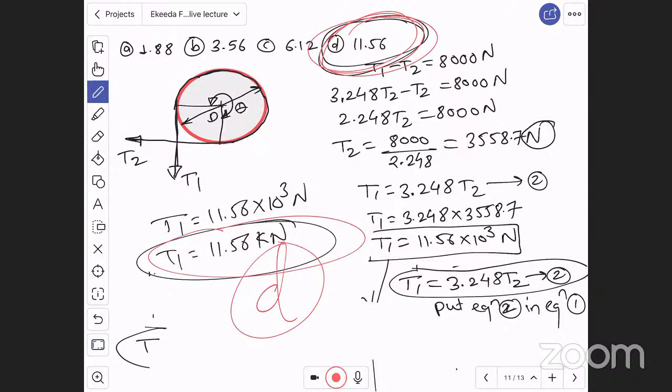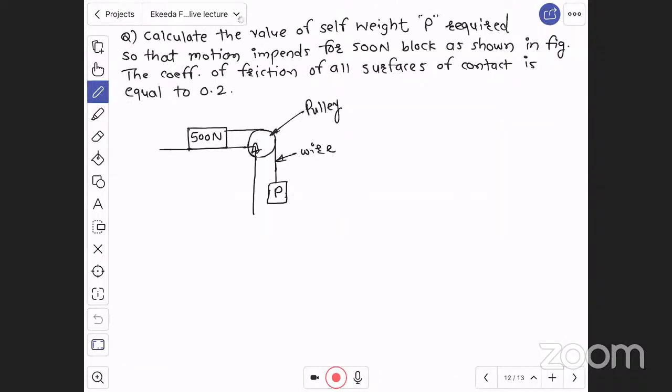ओके दिवेकर, चलो नेक्स्ट क्वेश्चन सॉल्व करो. Very good quality question. In this question, you will find surface friction as well as belt and pulley friction.